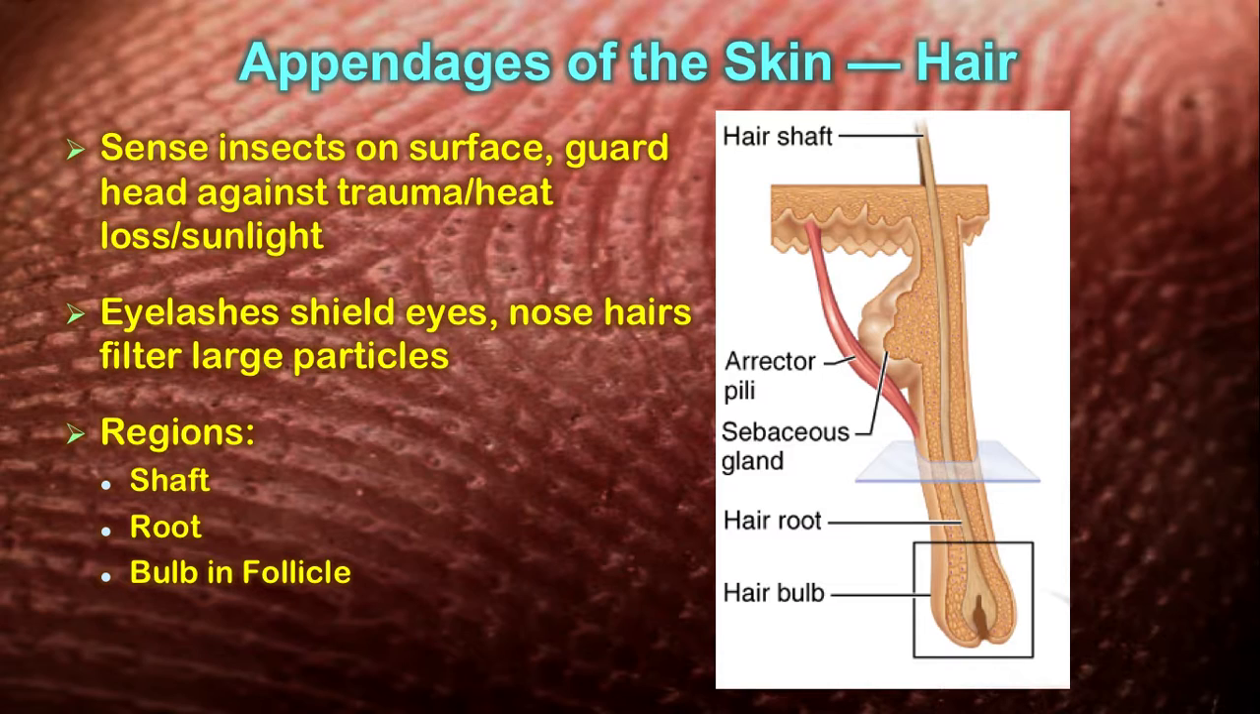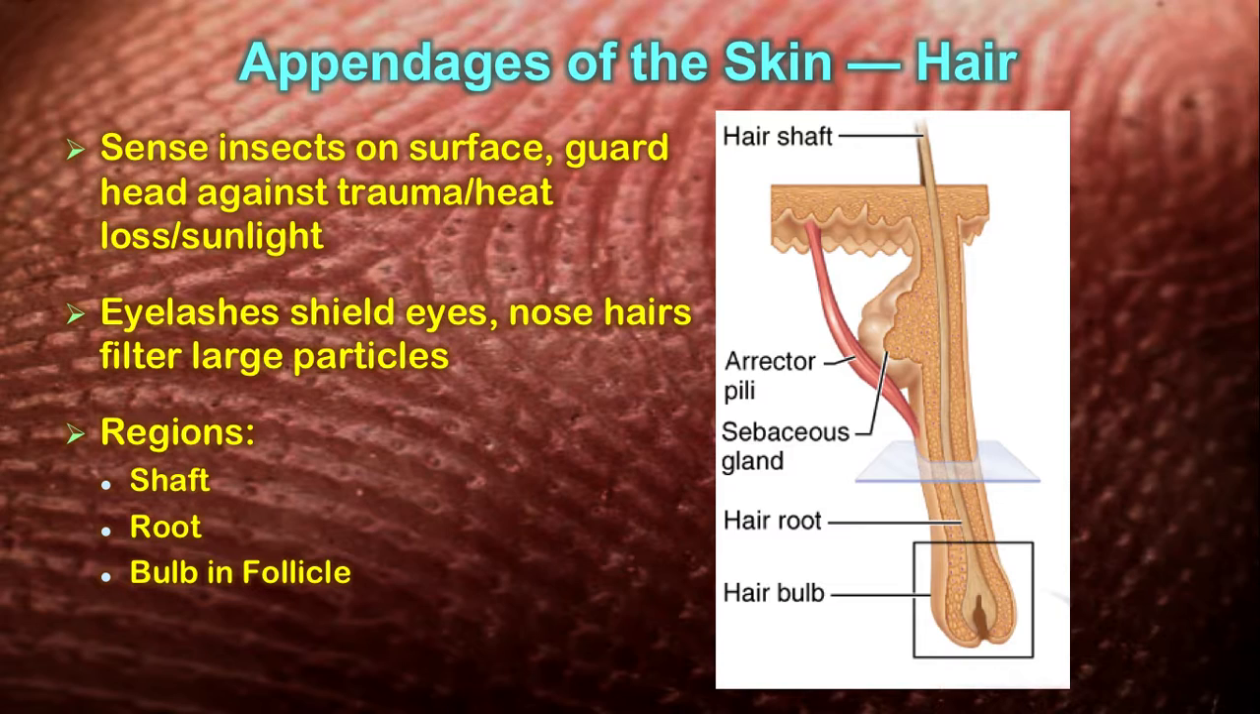Okay, so what does our hair do for us? It senses insects on the surface, so if a little mosquito lands on you, your hair can sense that, and the hair root plexus sends information to your brain, and you know to swat it off. It helps guard your head against trauma, heat loss, and sunlight, so the hair on your head keeps you from getting sunburnt on your head. It also gives cushioning for things when they hit you on the head. Your hair insulates a little bit.